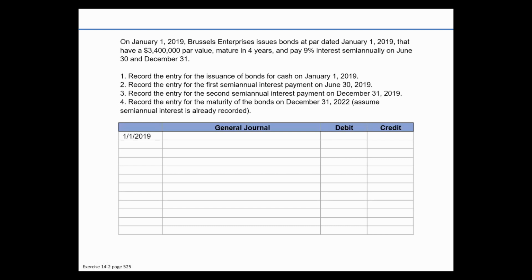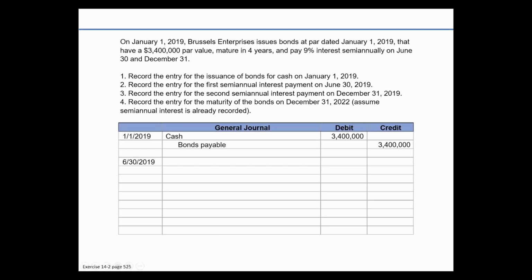So in order to record the issuance of the bonds, you would debit cash in the amount of $3,400,000, because that's the amount of cash that Brussels Enterprises is receiving for the bonds. And then you would credit bonds payable $3,400,000, because that establishes the long-term liability for the bonds.